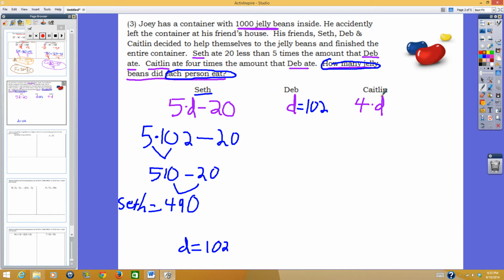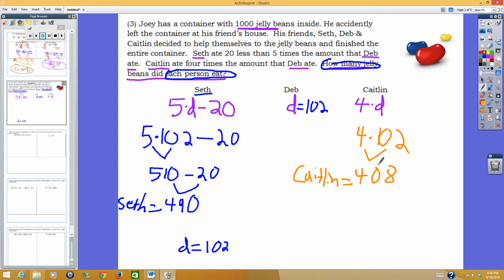And then we have one more person to figure out, which is Caitlin. Caitlin had 4 times what Deb had. We know Deb had 102, so let's do 4 times 102. And when you multiply those two things on your calculator, you should get 408. And I'm going to write her name here, Caitlin.